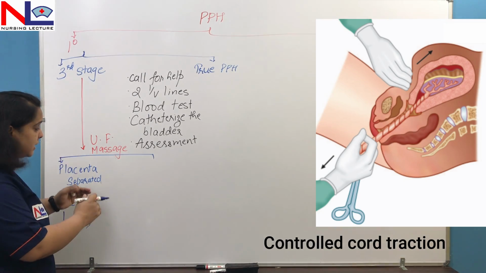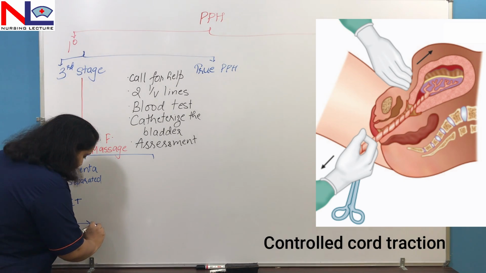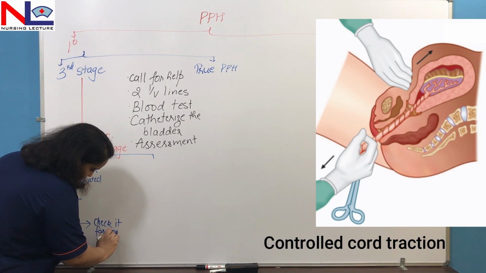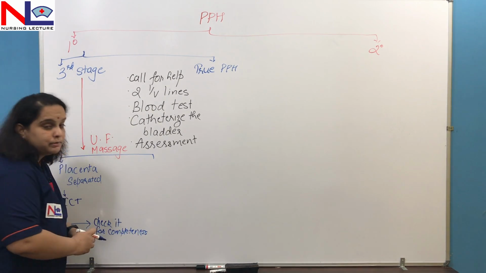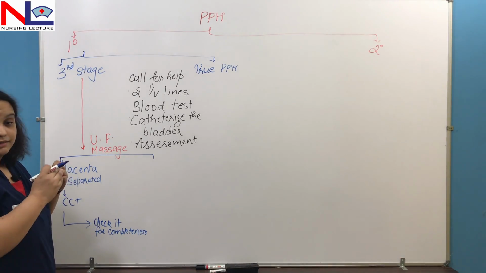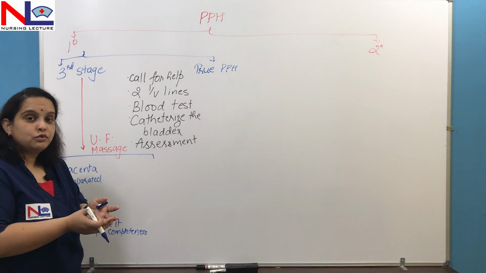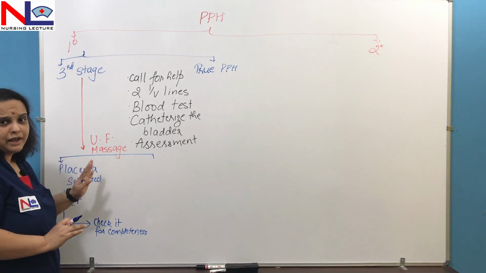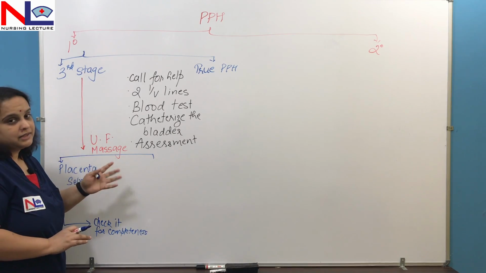Once the placenta comes out, what we can do next is check it for its completeness, because we must be sure that nothing is left behind in the uterine cavity, whether it is fetal tissue, cotyledon or any fetal membrane. It does not happen in every situation that the placenta separates by fundal massage alone.